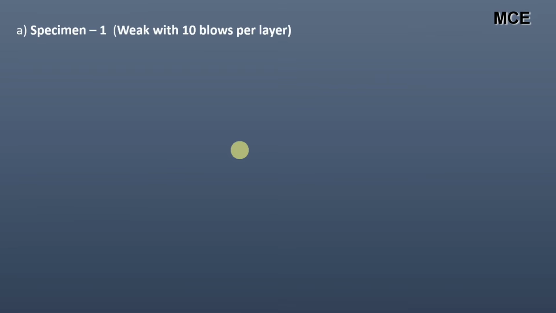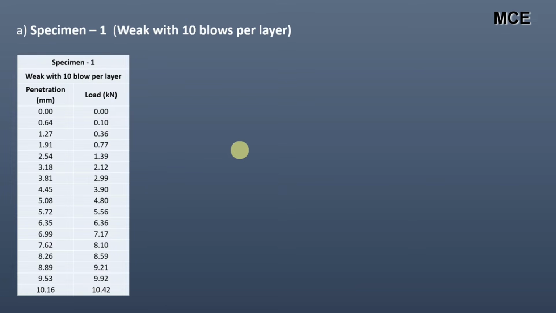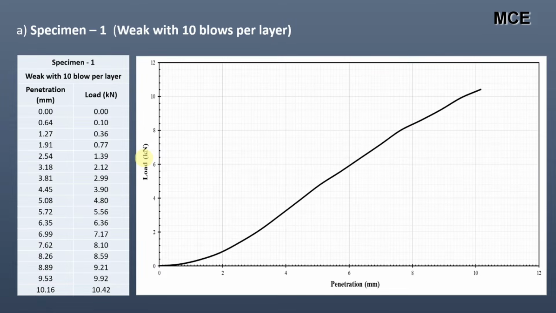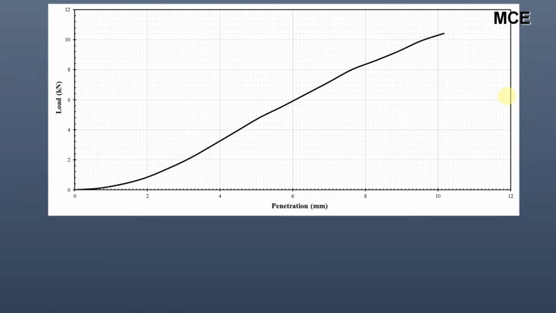For specimen number 1, the data corresponding to load versus penetration is shown in the table below. From these values, we will plot a graph between load and penetration, with penetration values on the horizontal axis and load values on the vertical axis, and we will get a graph like this. From this graph, we can see that our graph has an initial concavity, whereas the usual CBR graph has an initial convexity. So we need to apply the CBR correction to our graph to get the corrected CBR value.